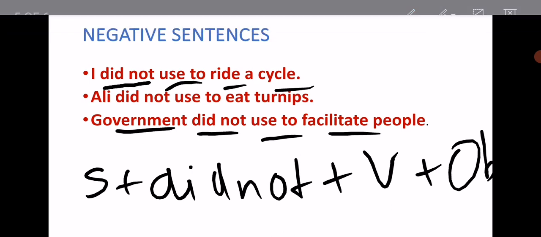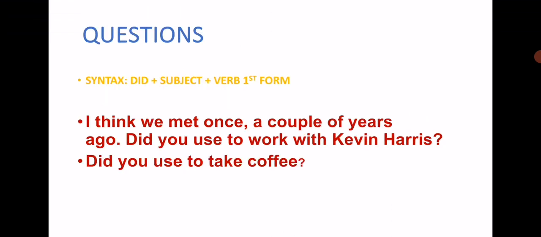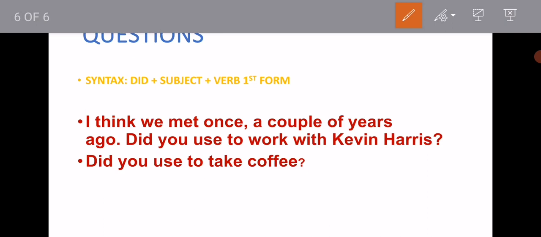And now let's move on to question. Here we go. Syntax of question. In the question, it means you're asking someone else, right? "Did you used to take coffee?" "I think we met once a couple of years ago. Did you used to work with Kevin Harris?" Did comes first, then subject, verb, and the first form of verb, the same work, right? So this is the structure. These were the formulas: positive, negative, and questions.